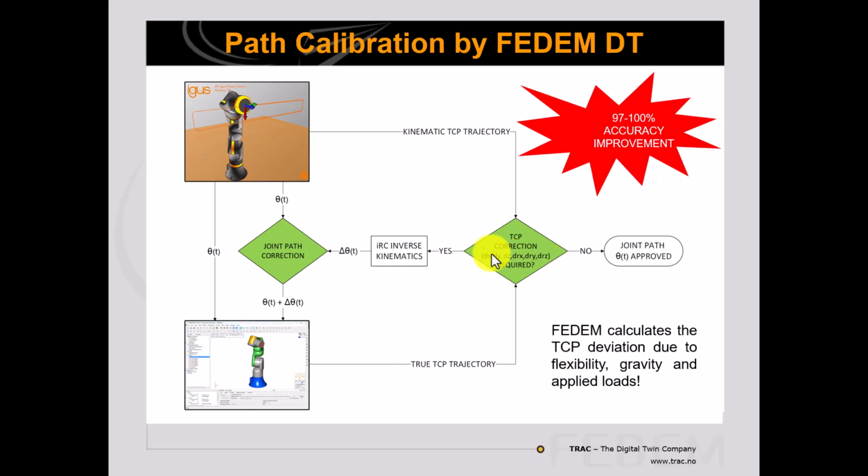And when I have these deviations from the TCP trajectory, I can run them through the IRC inverse kinematics, and I can calculate perturbations to the joint trajectories. And then I can add them to the original joint trajectory in order to calculate the correlated joint path. And then I can execute the corrected joint path in FEDEM once more to document the improved accuracy. Or I can load them to the real physical robot to document the same effect. And in this benchmark, I was able to improve the accuracy in the 4 target points with 97 to 100%.